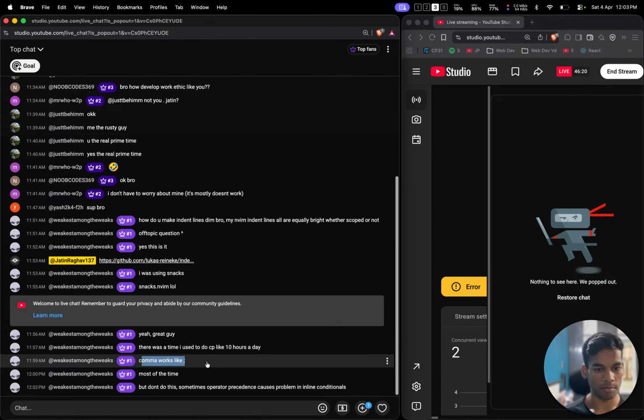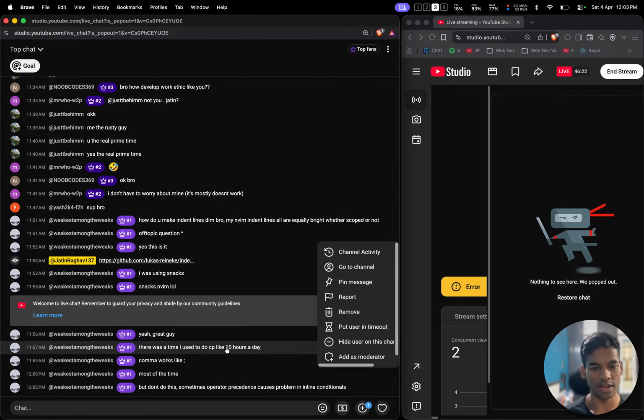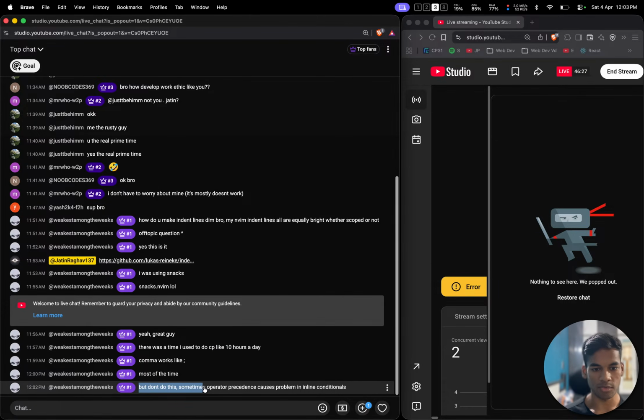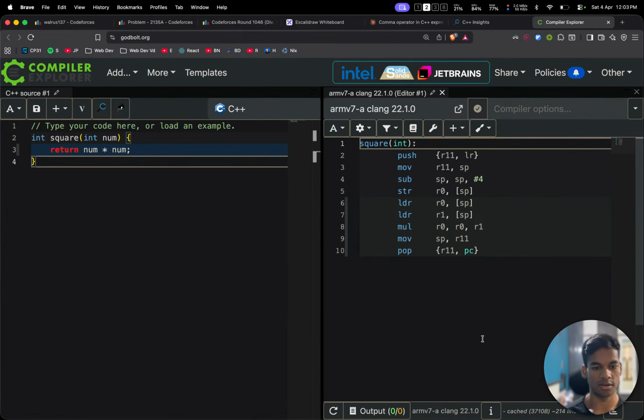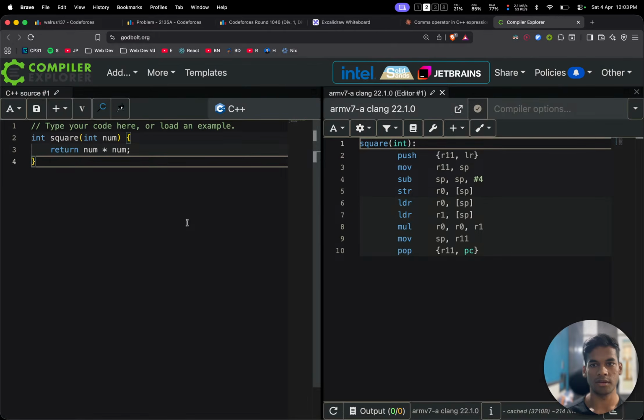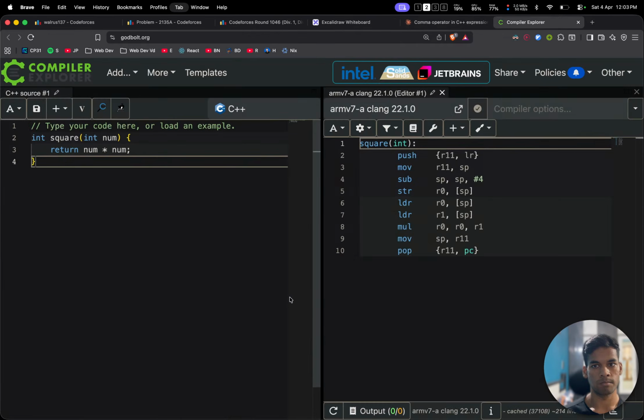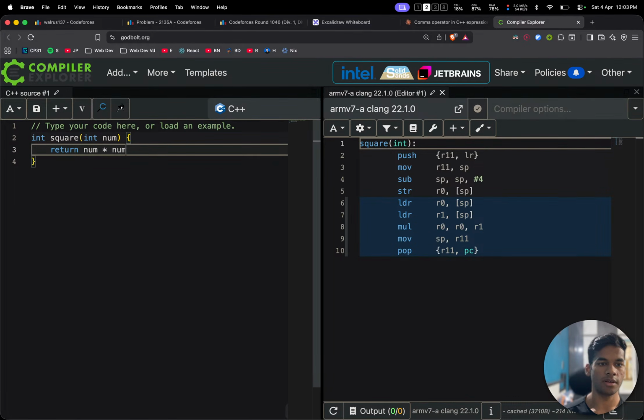Comma. Yeah, that. I mean, you would know, you did 10 hours a day most of the time. But don't do this. Sometimes operator precedence causes problems in inline conditionals. Yep, that is correct. Yeah, I guess we don't want to do assembly. Let's do assembly.